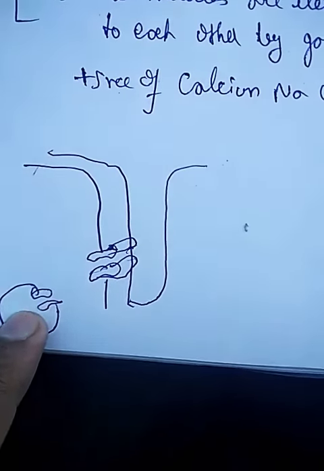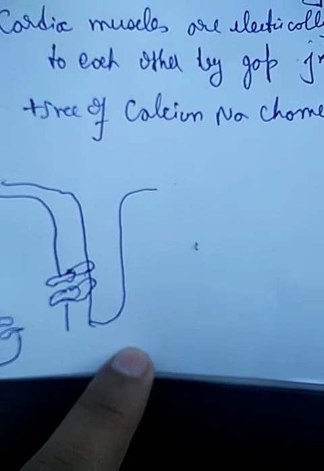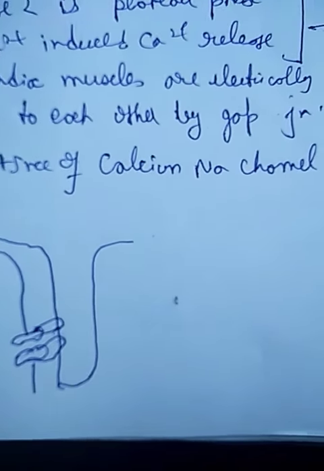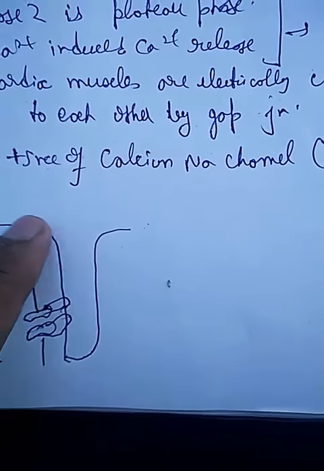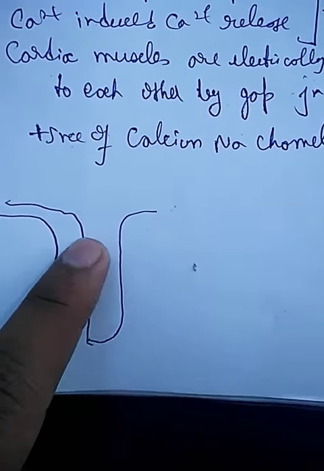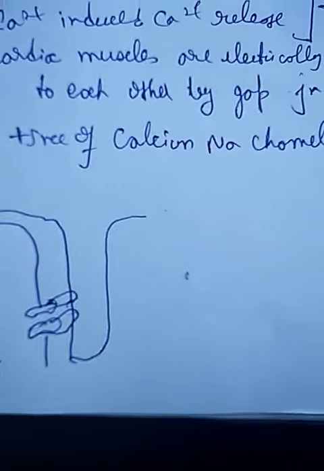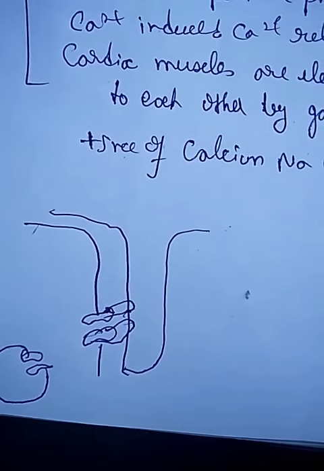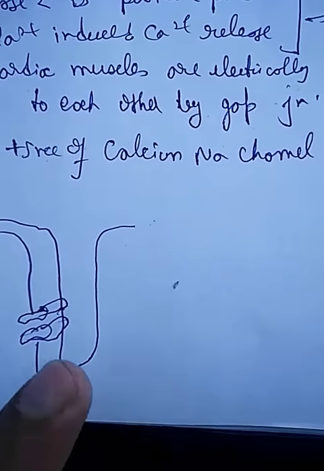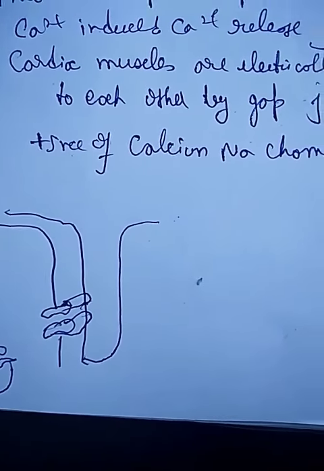This is the intracellular calcium release and it causes the contraction, like in skeletal muscle. In skeletal muscle there is no influx of extracellular calcium ions. Remember, there is no influx of extracellular calcium ions. Only in this there is an influx of extracellular calcium ions.